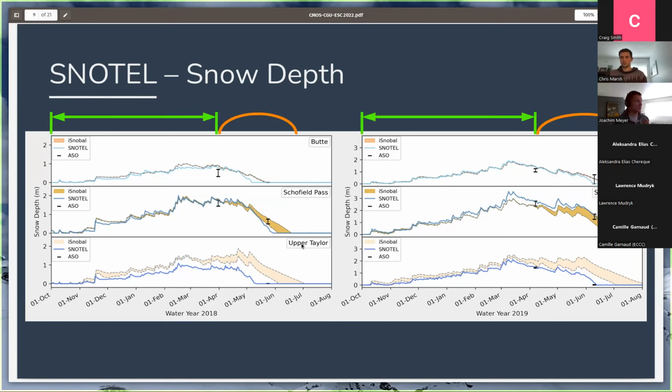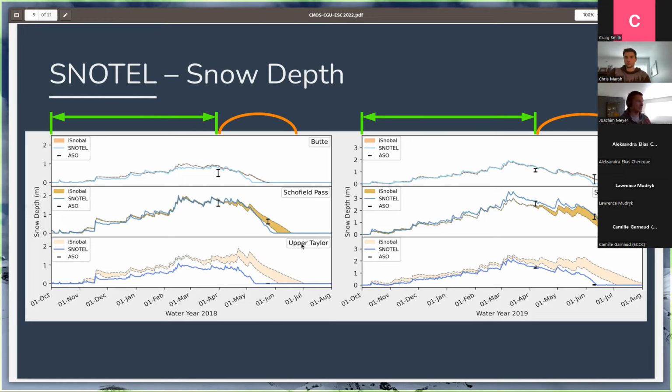The first things that jump out for me, there's 2 different pictures we see. The first one is that the build up of the snow depth is pretty good. Up to peak snow depth in both of the years, independent of how much snow there was, it follows fairly well along. iSnobal is the orange shaded area, and the SNOTEL sites are the blue solid lines.